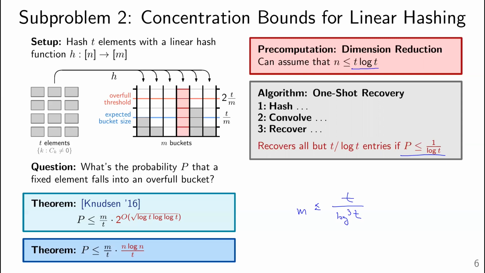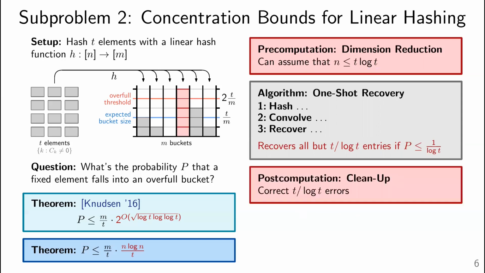That's not good enough, of course, because we want to recover all entries correctly. So after this whole algorithm, we run a post-computation cleanup step to correct the remaining t/log t errors. Again, I don't have enough time to explain how the pre-computation and the post-computation look like, but let me finally just summarize the whole algorithm.